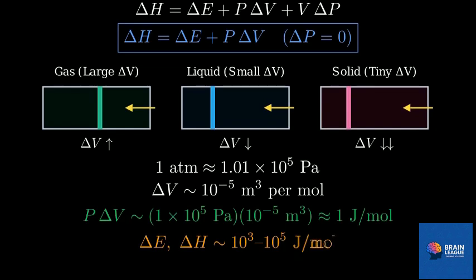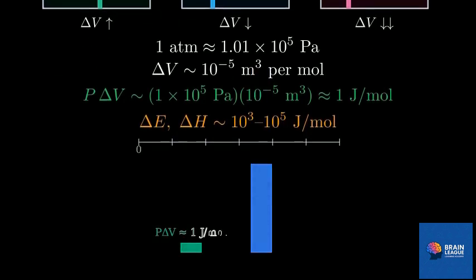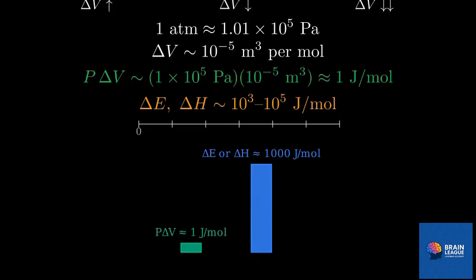Meanwhile, typical delta E or delta H for chemical processes is in the thousands of joules per mole, sometimes much larger. So the P delta V term is tiny compared to delta E. That is why in liquids and solids, delta H is approximately equal to delta E.